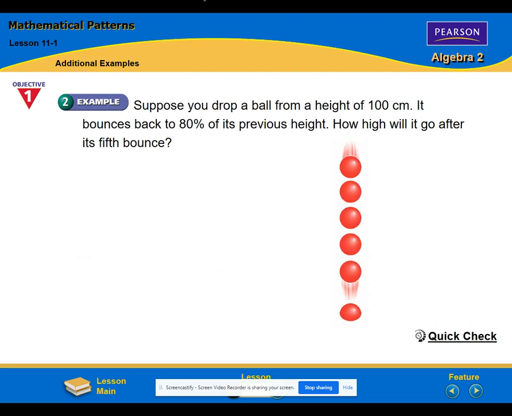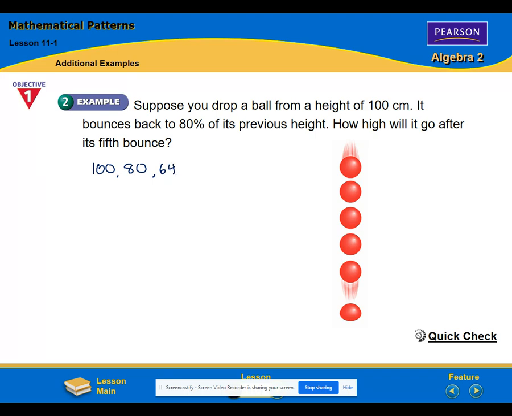This says, suppose you drop a ball from a height of 100 centimeters. It bounces back to 80% of its previous height. How high will it go after its fifth bounce? Okay, now let's do some simple math on that. The first number would be 100. If it drops and bounces back up to 80% of its previous height, 0.8 times 100 would give you 80, right? The next number would be 64. 80 times 0.8 would be 64.